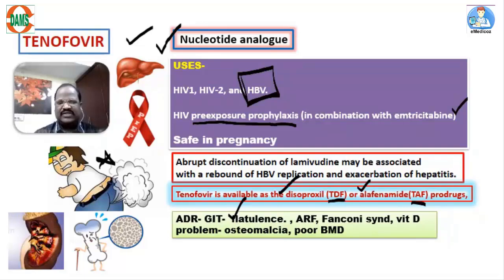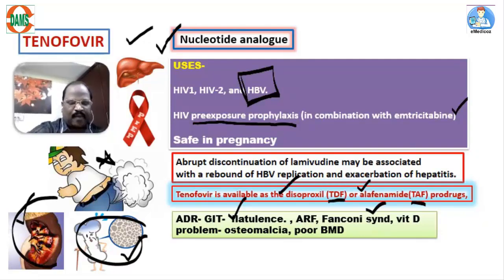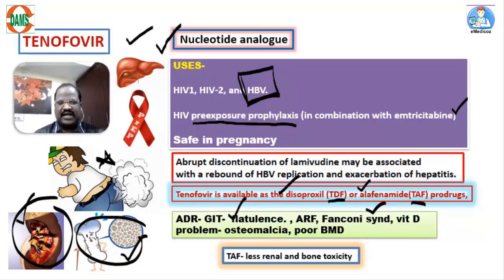But it also has a risk of causing acute renal failure, sometimes causing Fanconi syndrome, and then it will interfere with the performance of vitamin D, thereby interfering with bone mineralization, causing osteomalacia and bone problems. Remember, the bone problem and kidney problem are less with TAF, that is tenofovir alafenamide. So all these are very important information regarding Tenofovir.